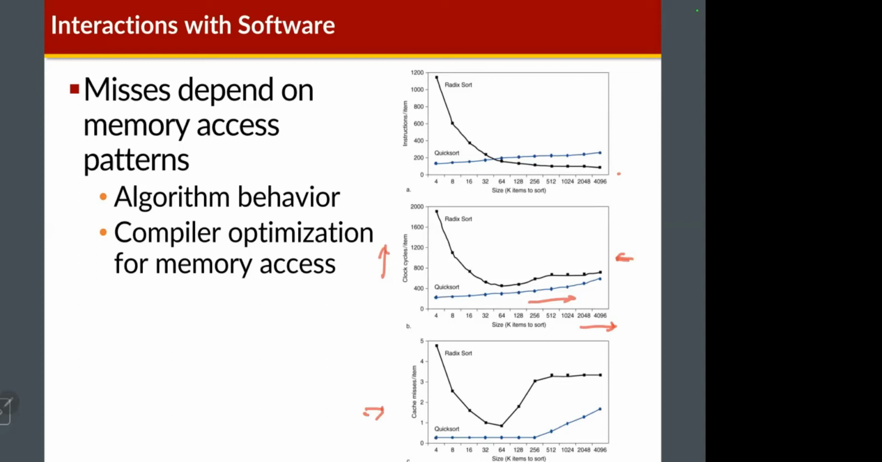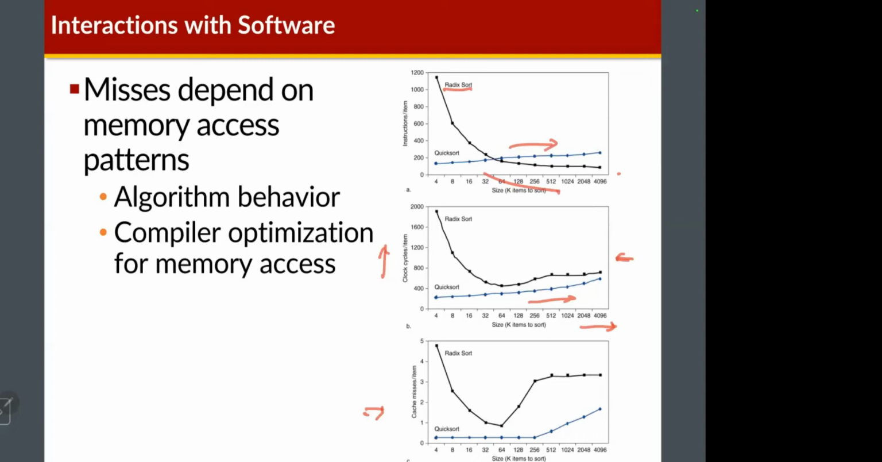Also, we can compare the instructions per item. For the radix sort, the number of instructions is higher, but when the number of items increases, the instructions per item is reduced, because this is a simple algorithm. But when the quick sort is applied, the number of instructions per item is increased.